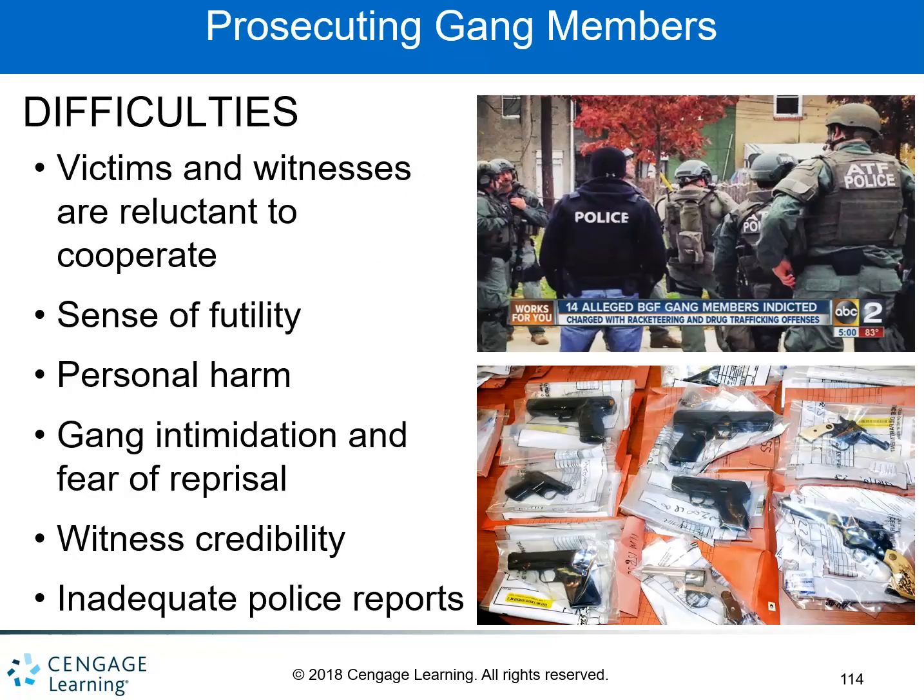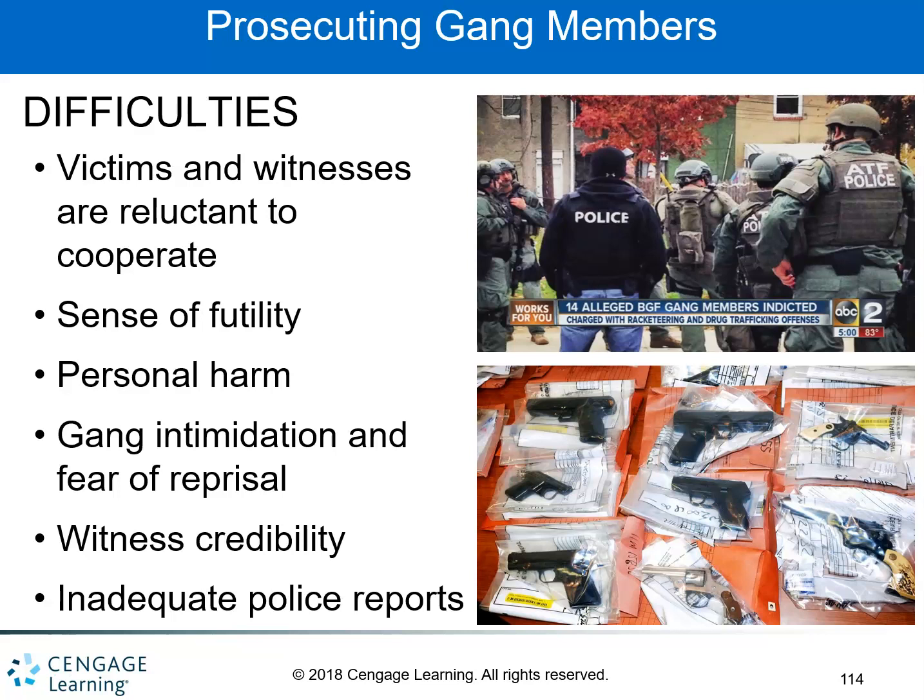Okay, so with all of that, we have a pretty thorough idea. What are some difficulties? We know the characteristics, we know where they hang out, we know what they do, we know about gang suppression and all that other stuff, but when it comes to prosecution, how easy is it? Well, there are some difficulties when it comes to prosecuting. One could be that victims and witnesses really don't want to cooperate. They're kind of reluctant.